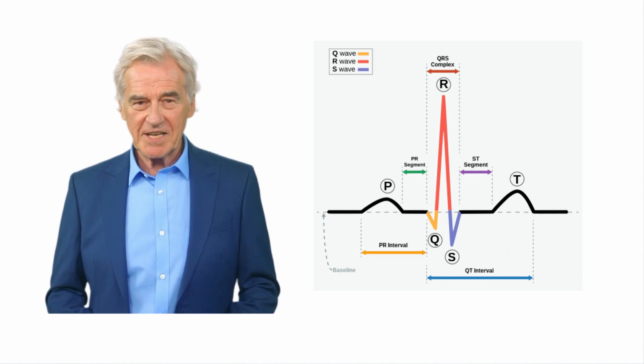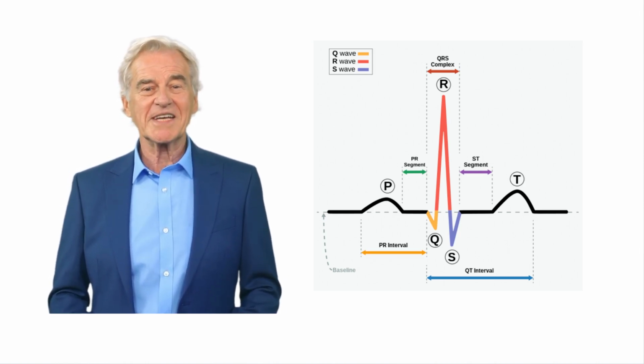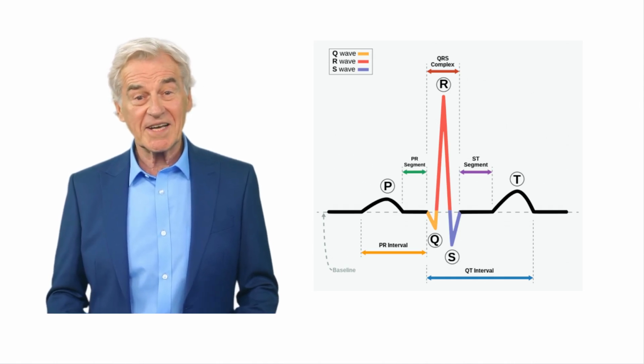The T wave represents the electrical activity that occurs when the ventricles recover or repolarize. It is a rounded upright waveform that follows the QRS complex.